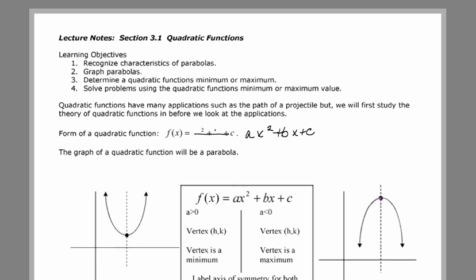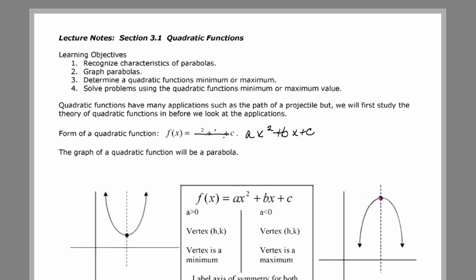First thing is to recognize some of the characteristics of a parabola, do some graphing, determine if the parabola gives us a maximum or a minimum, and then work with some applications that involve minimum or maximum value. So let's take a look at our quadratic functions. They have many applications, like the path of a projectile, but we've got to get through the theory of quadratic functions before we can look at the applications.